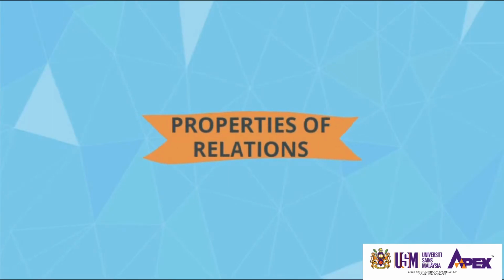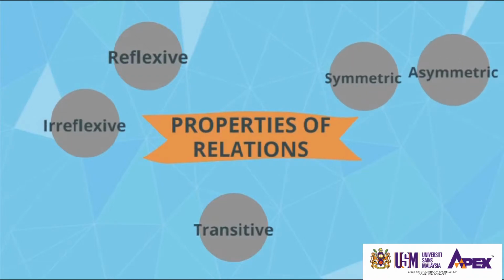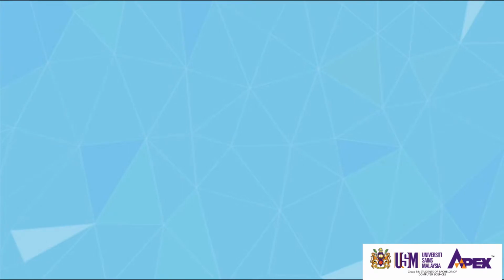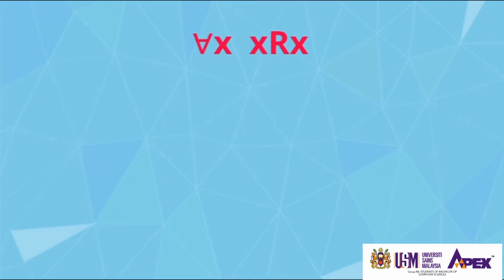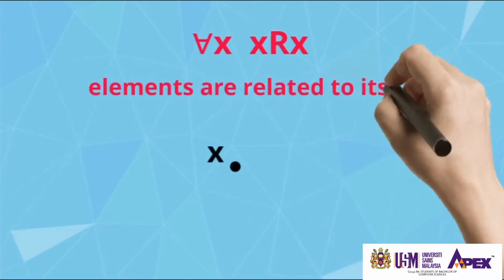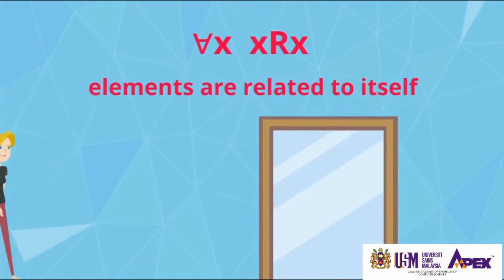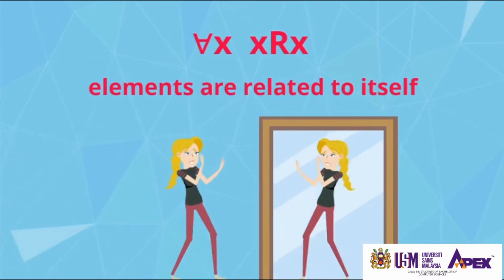Here are some of the properties of relations. First, we have reflexive. The elements of a reflexive relation always relate to themselves. Take it like when you're walking towards a mirror and you see a reflection of yourself.